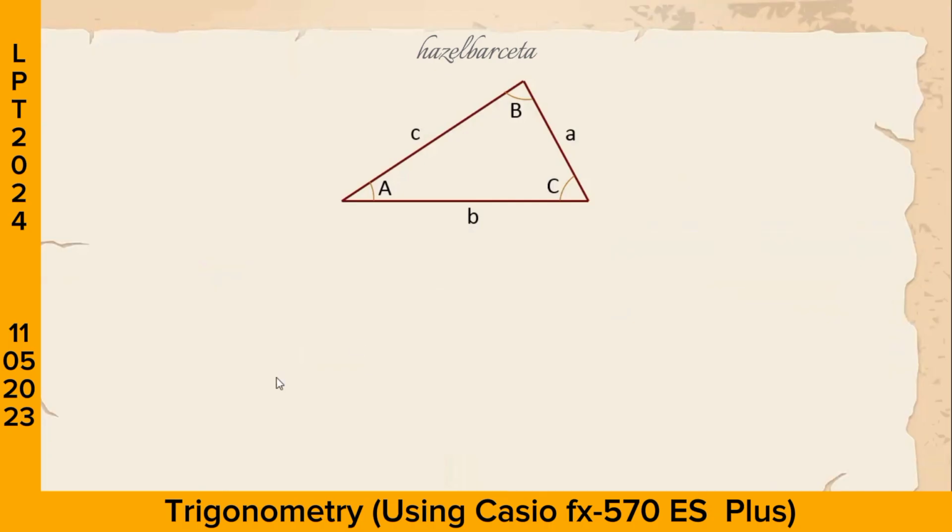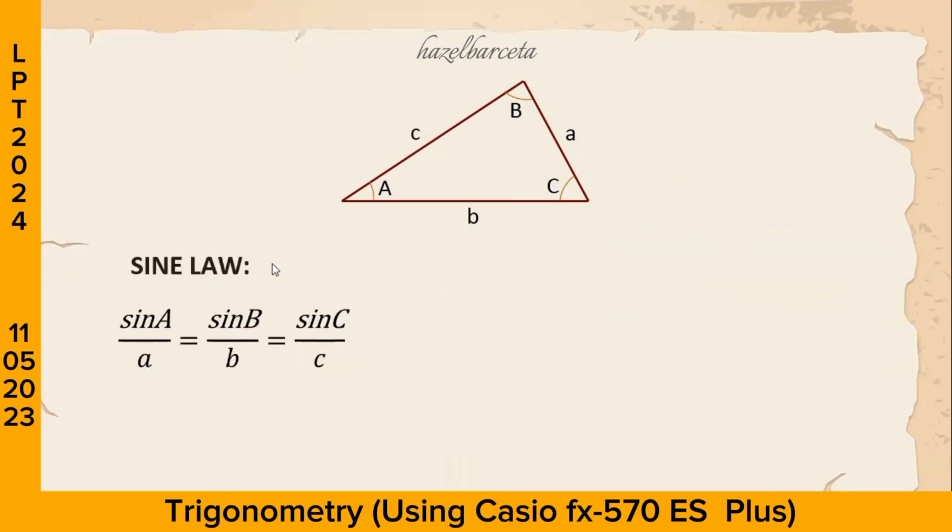triangle with angle A, angle B, and angle C, as well as sides A, B, and C. Okay, so sine law. Sine law, sine of angle A over side A is equal to sine of angle B over side B, which is also equal to sine of angle C over side C.